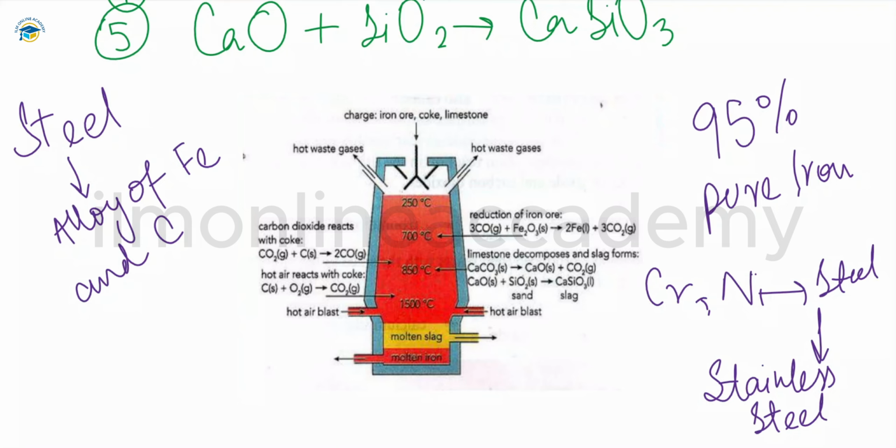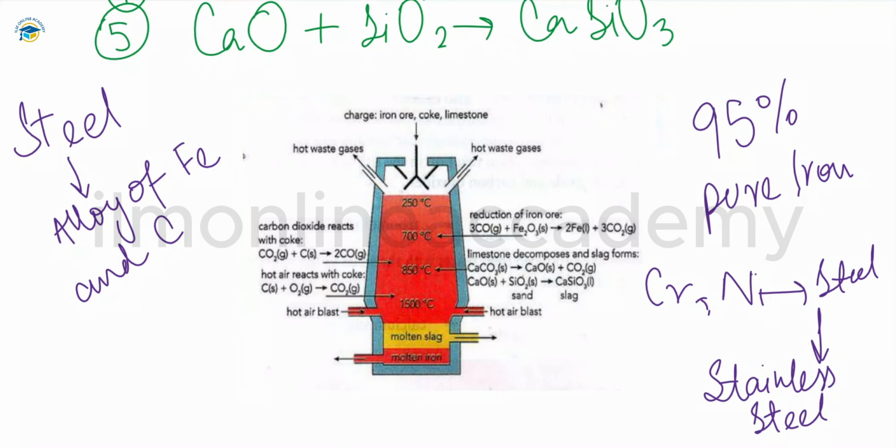Like carbon is added in steel, a defined amount of carbon is present in the steel with the iron. We add chromium and nickel in the steel to make it hard and resistant to corrosion, and that alloy is known as stainless steel, which is used for making so many different cutlery items.